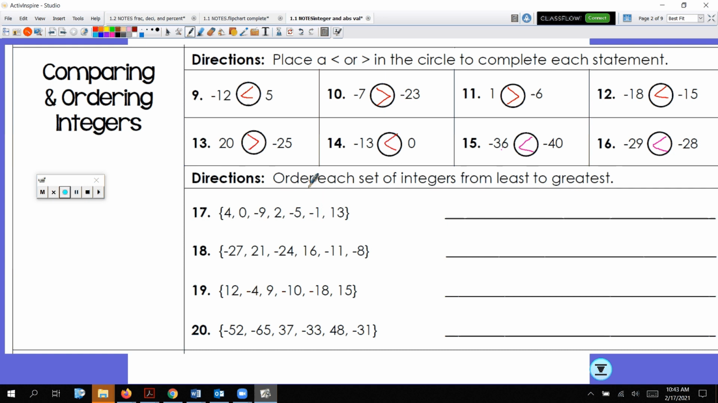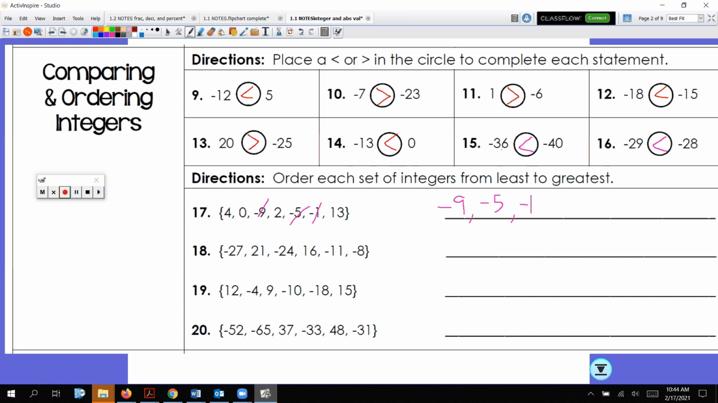All right, so for 17 and 18, we are ordering the integers least to greatest. So I start with my smallest number here. I look at all the numbers. And the smallest number I have is negative 9. And then I always cross them off my list so that I know I already counted it. The next smallest number is negative 5. Then I have negative 1. Now I have 4, 0, and 13.